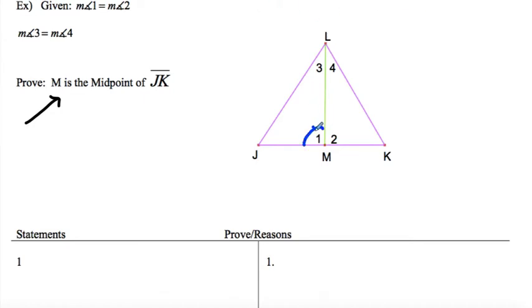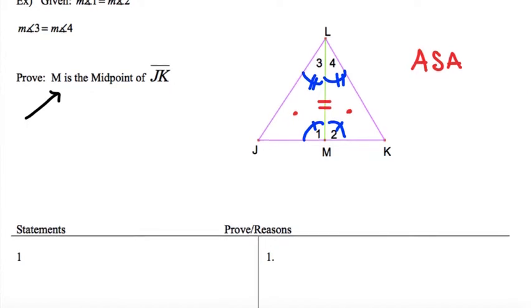We see that 1 equals 2. We see that 3 equals 4. And I see a reflexive side. So it appears that I can prove this triangle congruent to this triangle by angle, side, angle. The side is in between those two angles. So I'm going to prove the triangle congruence first.